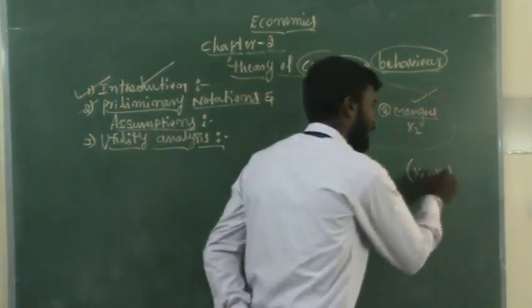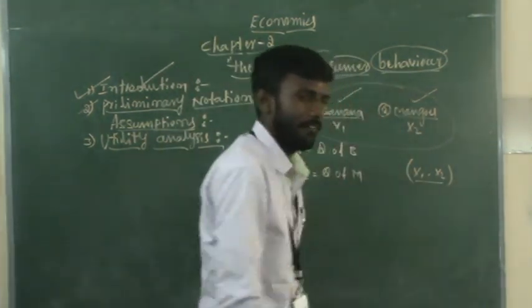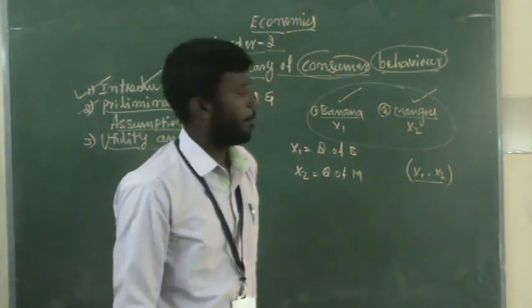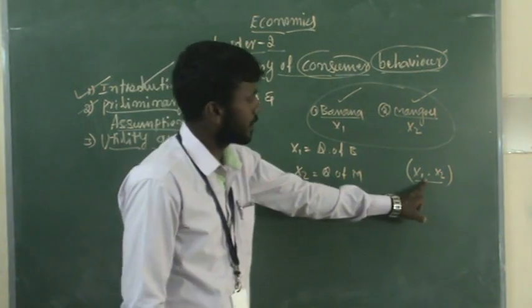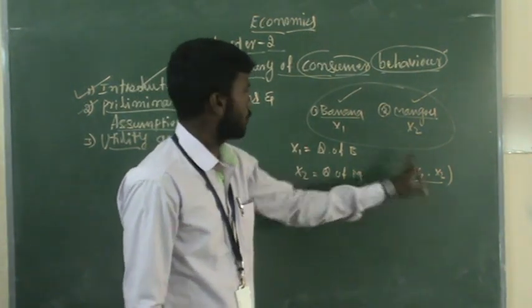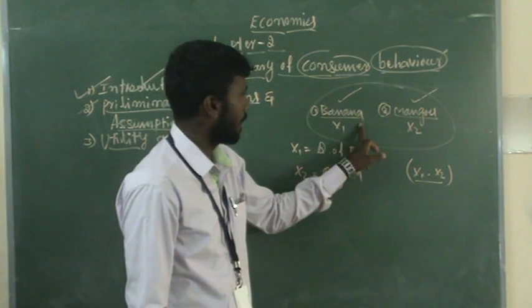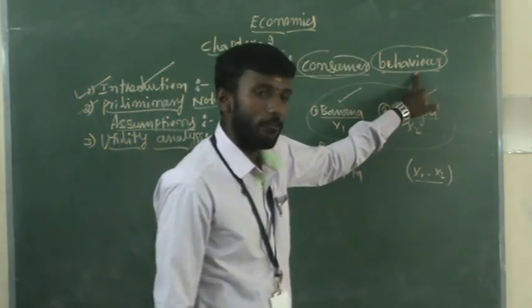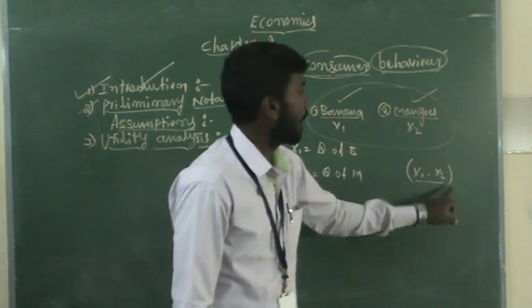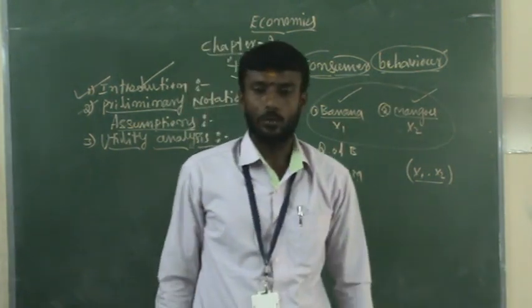Here, if we take a bundle x1, x2, what does that bundle represent? x1 means good one. What does it show? Good one is the quantity of banana, or good one. And x2, what does it stand for? The quantity of mango, or the quantity of good two, or commodity two.